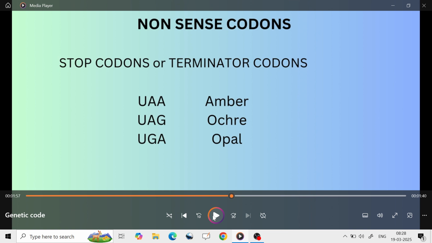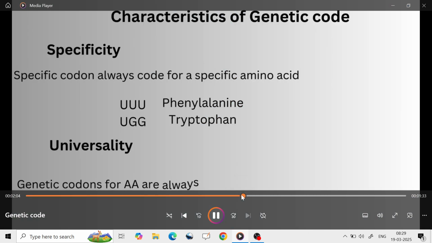Now let's get into the properties of the genetic code and how the code is written, whether the codons overlap or have commas. This genetic code is very specific to each amino acid. A specific codon always codes for a specific amino acid. UUU immediately codes for phenylalanine, and UGG only codes for tryptophan. That is how specificity is maintained in the genetic code.